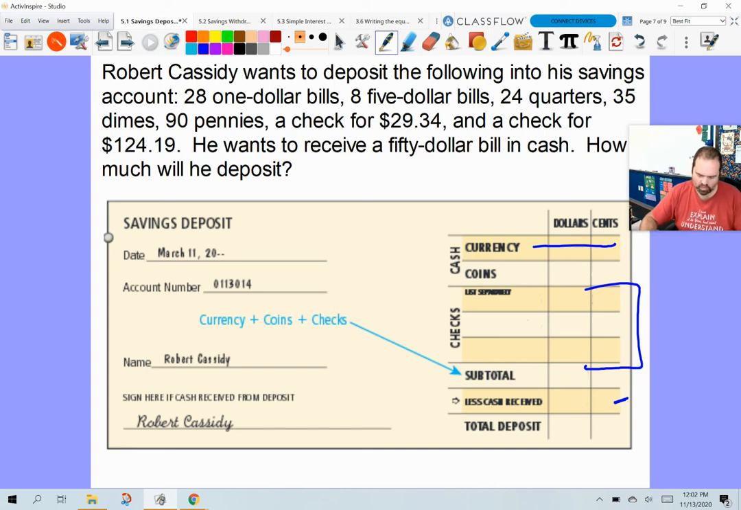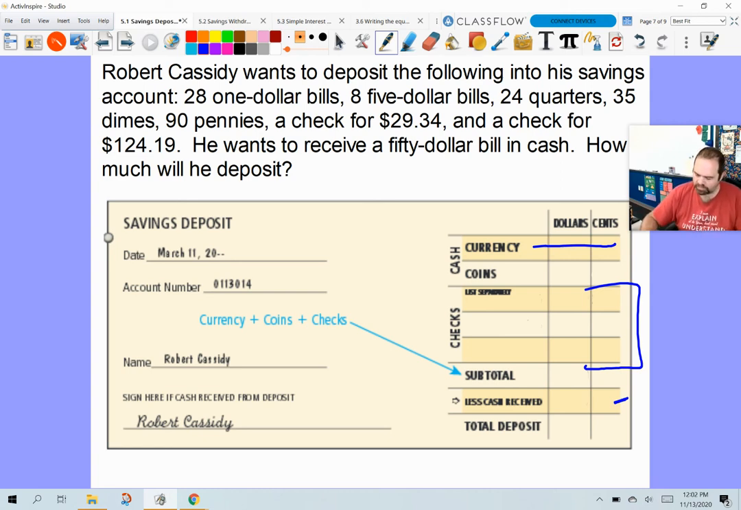He's got 28 ones, 8 $5 bills, 24 quarters, 35 dimes, 90 pennies, a check, there we go, for $29.34, and a check for $124.19, and he wants a $50 bill back.